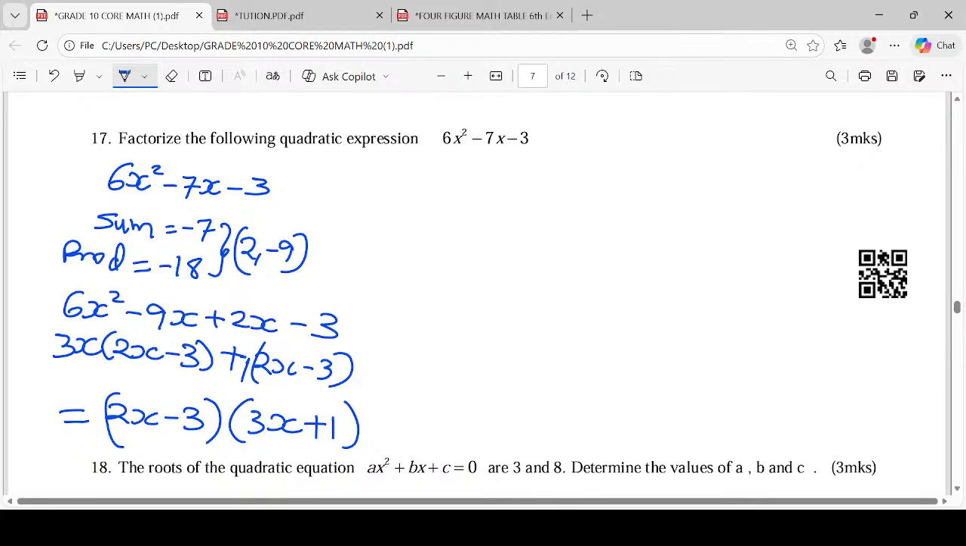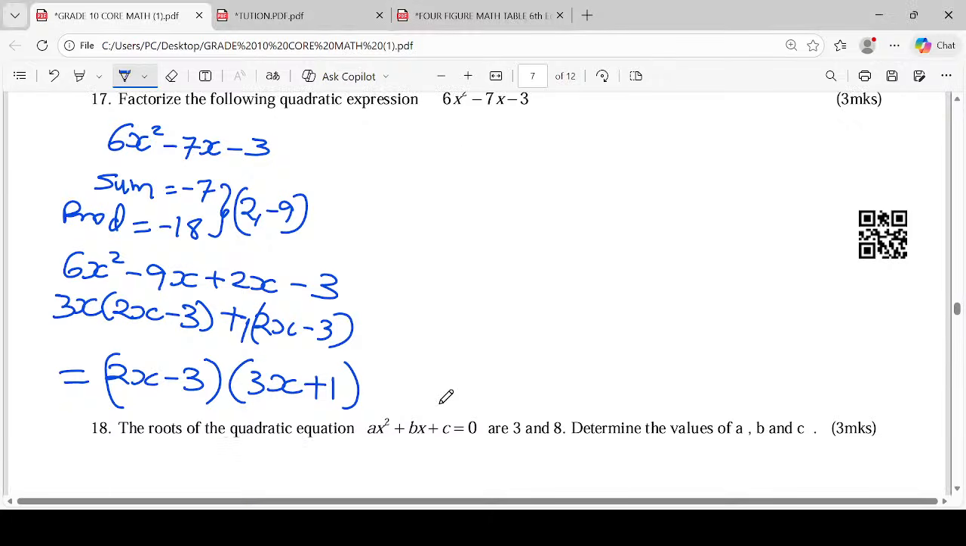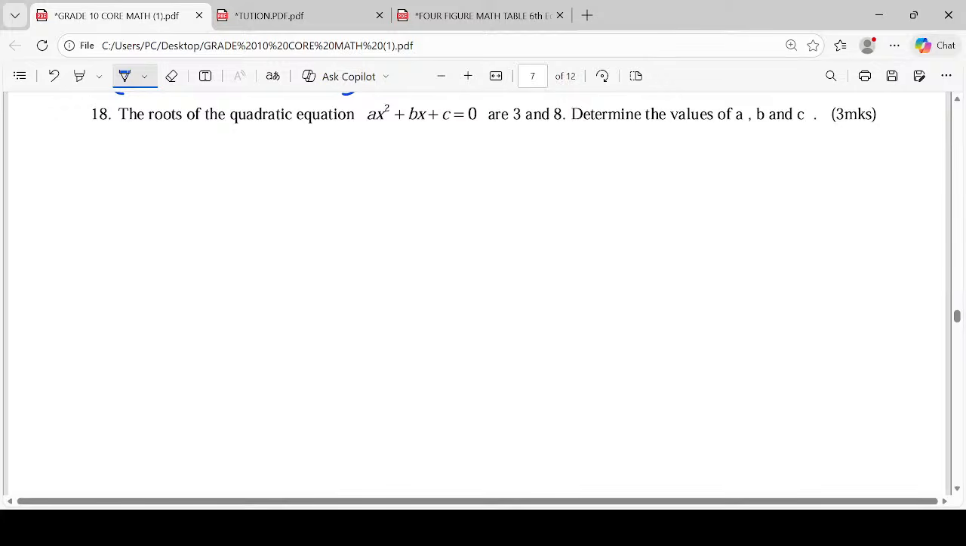As simple as that for question number 17. We are going now to have a look at question number 18. The roots of the quadratic equation ax squared plus bx plus c is equal to 0 are 3 and 8. Determine the values of a, b, and c. 3 and 8, I want you to be very keen. The roots here mean the values of x can be equal to 3, and x also was equal to 8.